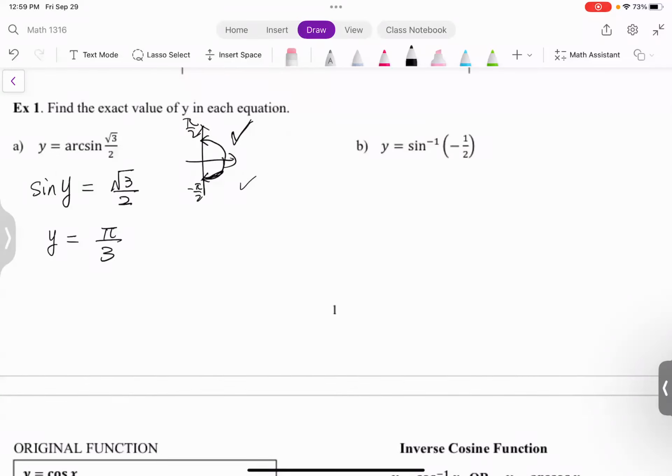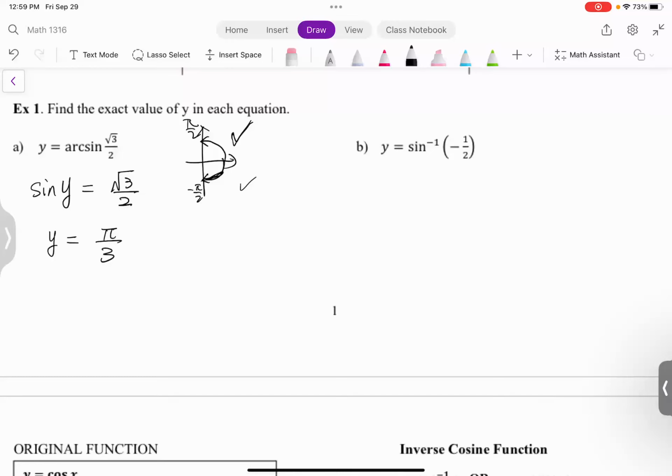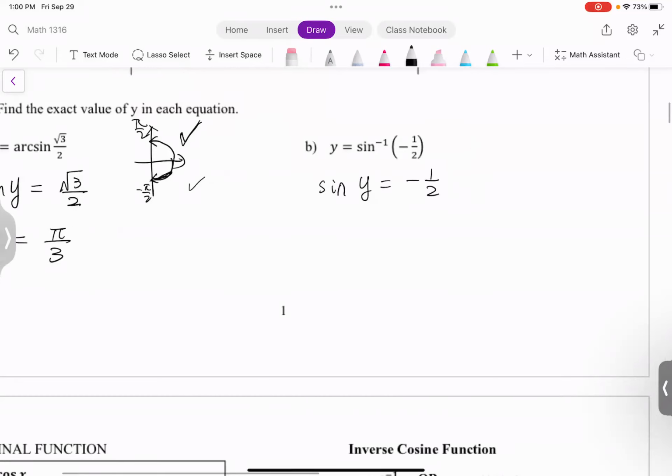Let's do the first step: convert it to the regular sine function. Even though you see this negative 1, this is not 1 over sine. This represents the inverse of the sine function. All right, so sine y equals negative 1/2. Now I will graph my unit circle. The sine has the inverse function in these two quadrants, negative pi over 2 to pi over 2. And my sine y equals negative 1/2.